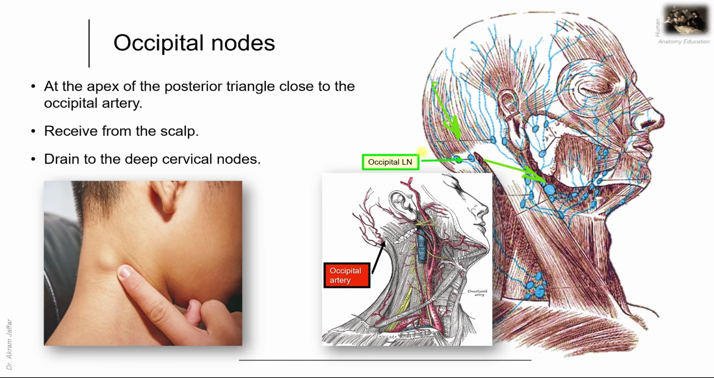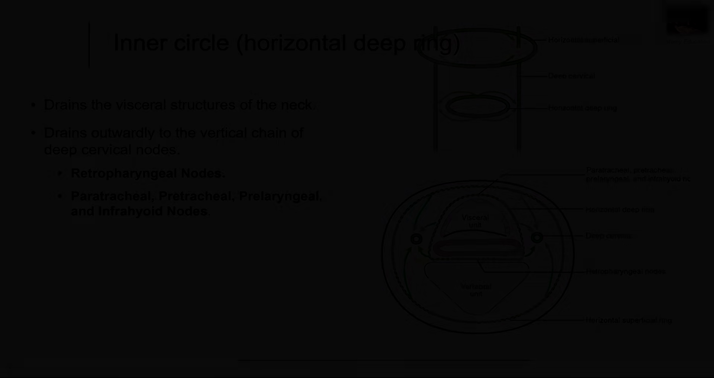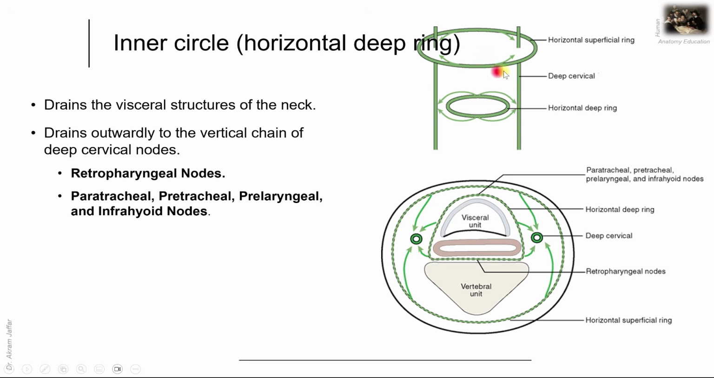Remember, we mentioned that the deep cervical nodes drain from the outer circle as well as from the inner circle. So now we are done with the superficial ring, the horizontal superficial ring. Here again, this is the horizontal superficial ring, and you can see that ultimately they drain to the deep cervical nodes along the internal jugular vein.